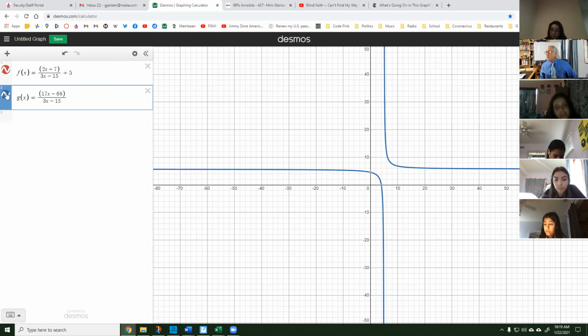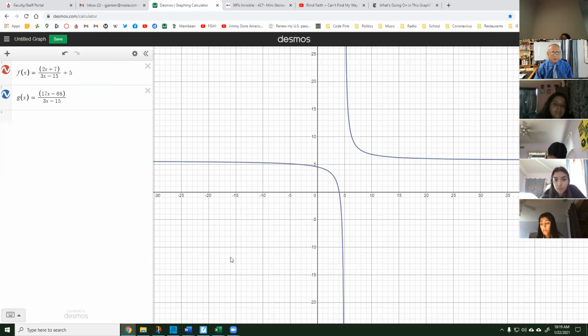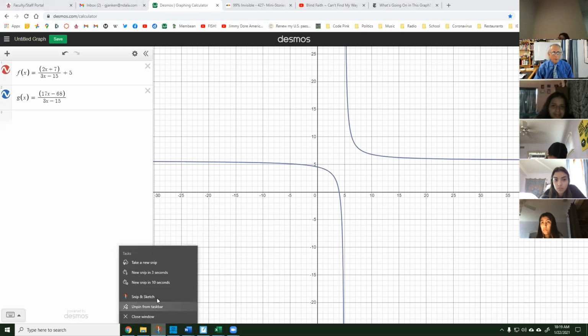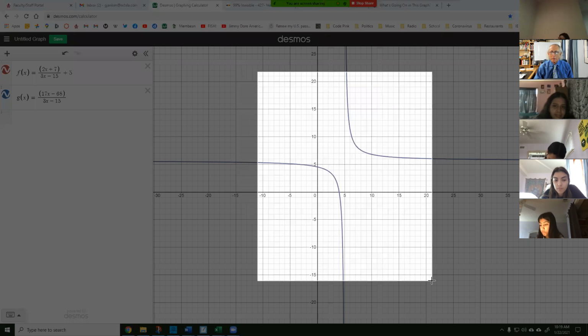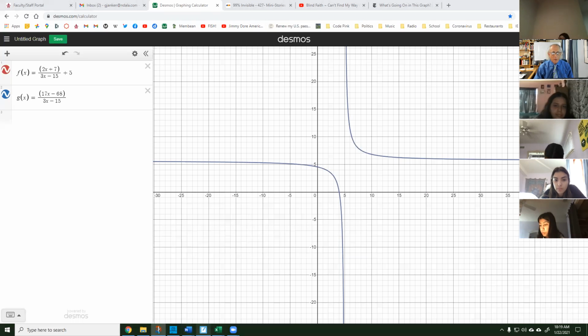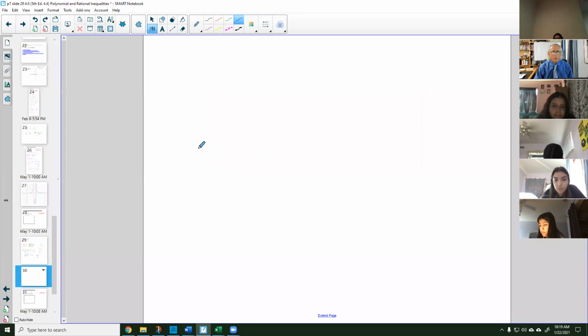So, Desmos is allowed on tests. I just can't see any reason why you wouldn't do that. It takes a couple minutes and it might save you gobs and gobs of time and get you the right answer for that matter. So let's zoom in just a little bit here, and let's take a snip of the graph so that we can look at it. Okay, and we'll put that on the next page right here.